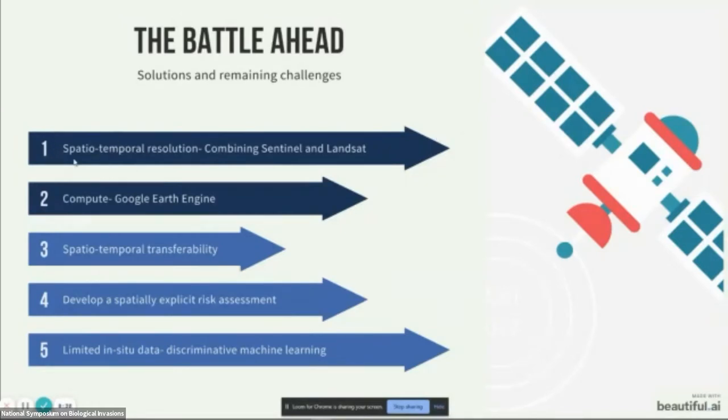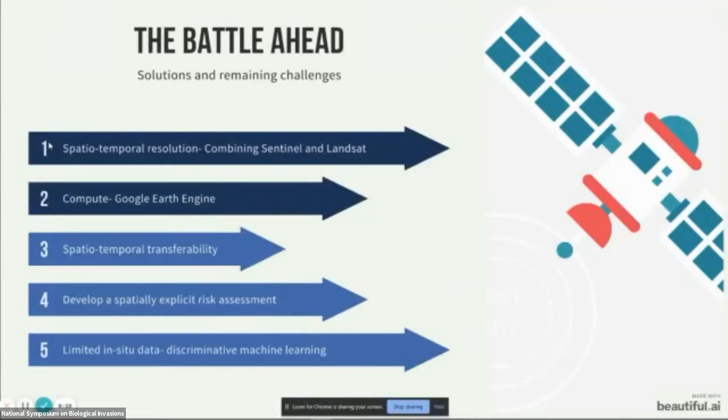So the first point here is referring to spatial-temporal resolution. When it comes to detecting aquatic invasive plants, we might be interested in a high resolution to be able to detect the smaller mats of aquatic vegetation, and then a high temporal resolution to enable us to detect these mats sooner rather than later and increase the chance of us successfully managing these invasive plants.